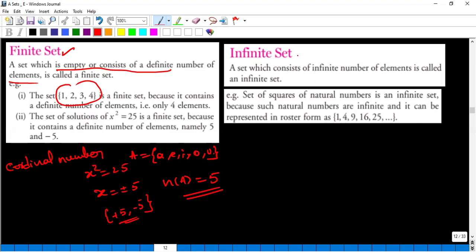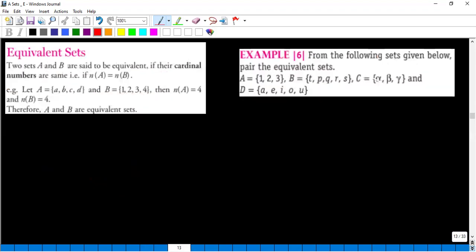Then what is an infinite set? Infinite number of elements will be there and we cannot count how many elements are there inside the set. Just see here some example. 1, 4, 9, 16, 25, dot, dot, dot. That means there is no ending for this. So we can't tell what n(A) is exactly. So this type of sets are known as infinite sets.